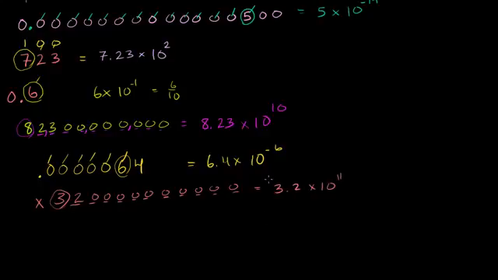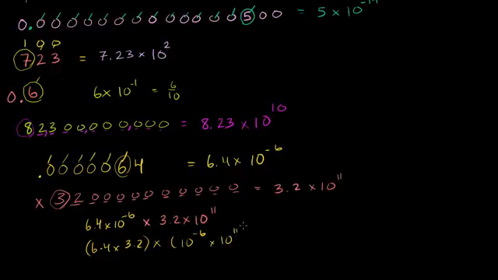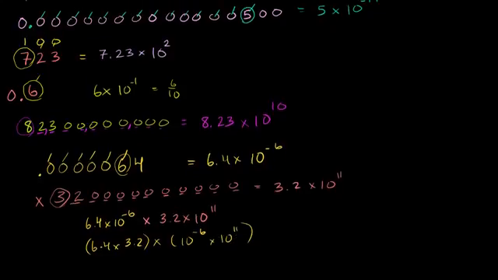So if we multiply these two things, this is equivalent to 6.4 times 10 to the minus 6 times 3.2 times 10 to the 11th, which we saw in the last video is equivalent to 6.4 times 3.2. I'm just changing the order of our multiplication. Times 10 to the minus 6 times 10 to the 11th power. And now what will this be equal to?